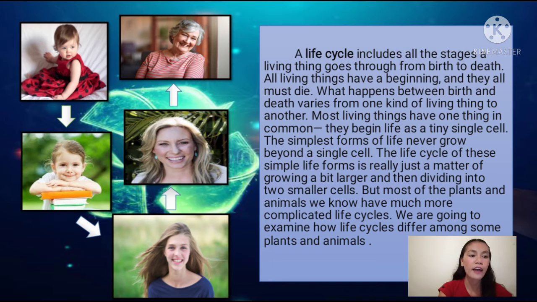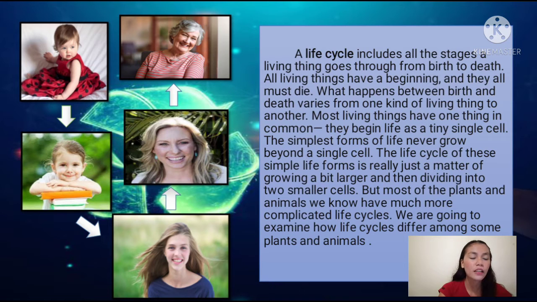All living things have a beginning and they almost always die. What happens between birth and death varies from one kind of living thing to another. Most living things have one thing in common. They begin life as a tiny single cell. The simplest forms of life never grow beyond a single cell.